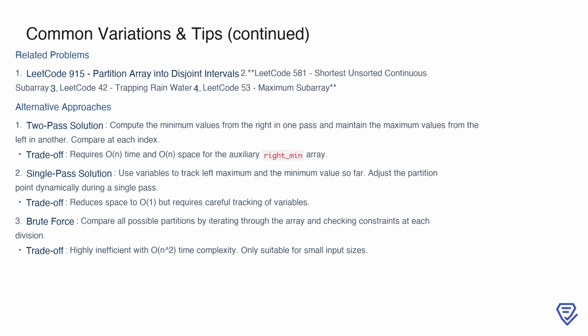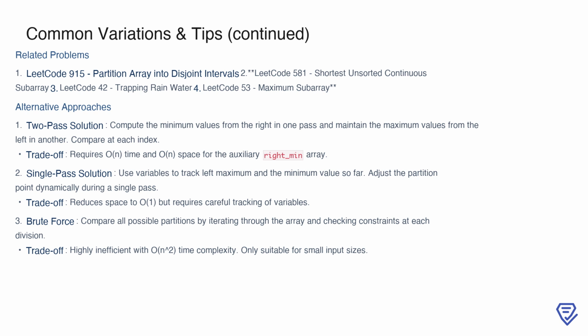As for alternative approaches, one common method is the two-pass solution. In this approach, you calculate the minimum values from the right in one pass and keep track of the maximum values from the left in another. At each index, you compare these values to determine the partition point. While this approach is efficient in terms of time, taking O(n), it requires O(n) space for the auxiliary right_min array.